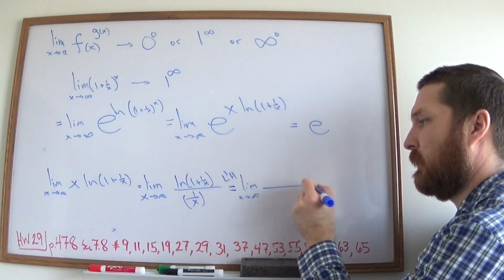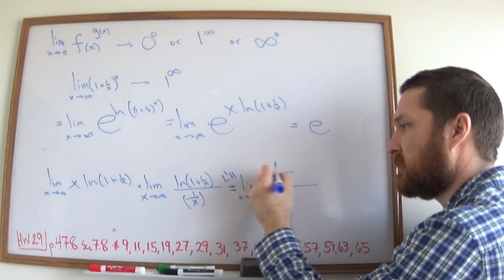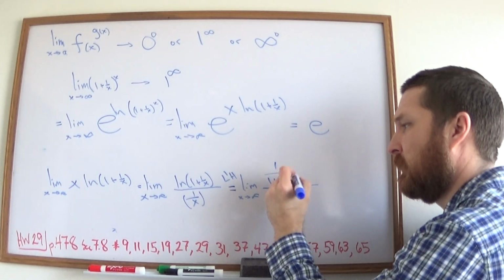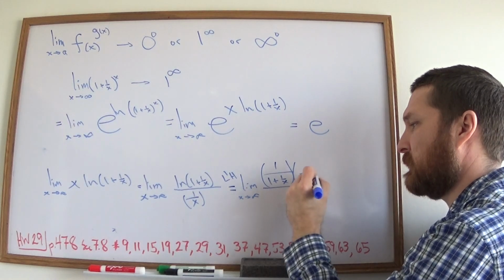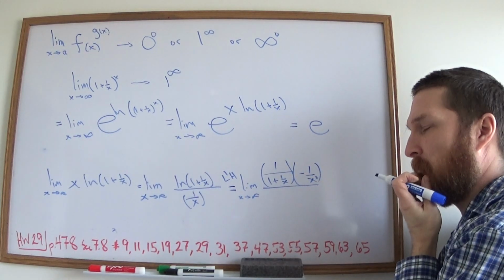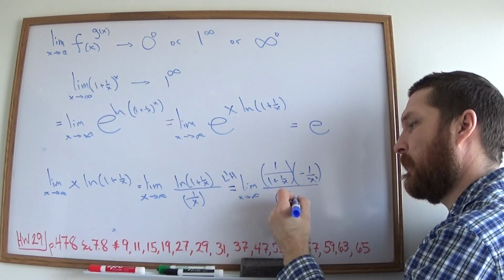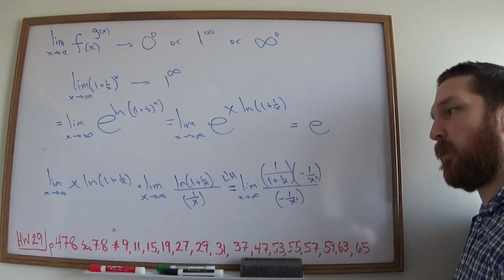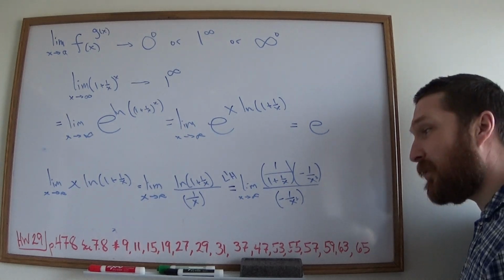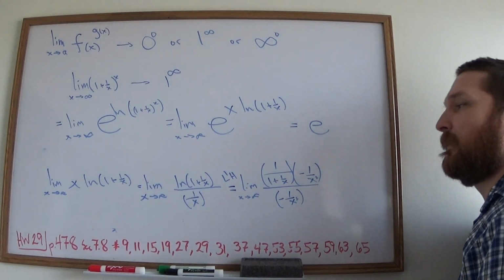It's what? 1 over all that, 1 plus stuff, x times negative 1 over x squared. Negative 1 over x squared. And what's the derivative of the bottom? Negative 1 over x squared. And so you can cancel. We can cancel, right? Oh, it's still going to 0 over 0. Oh, what do I do?